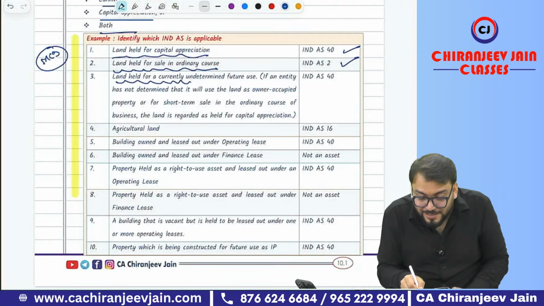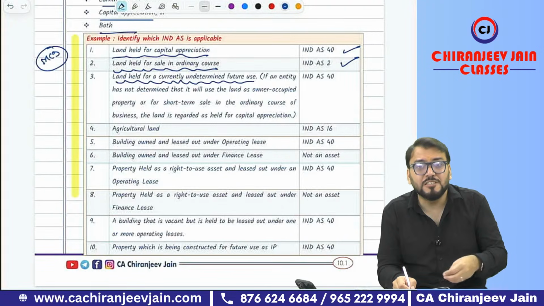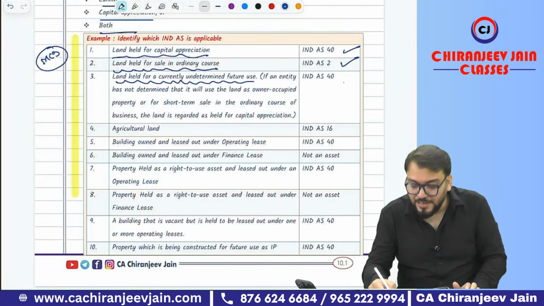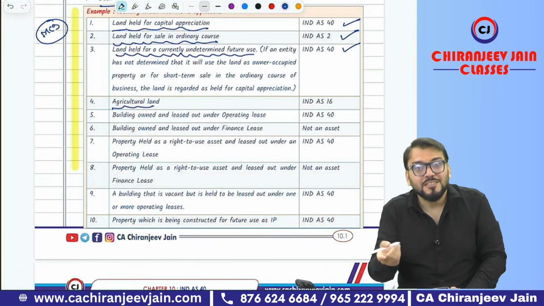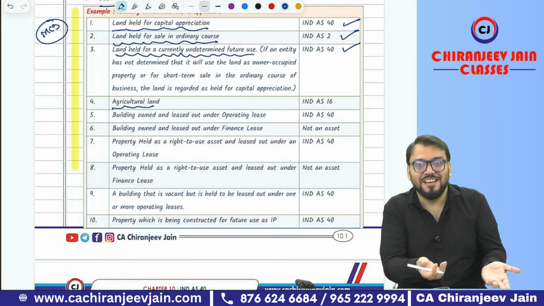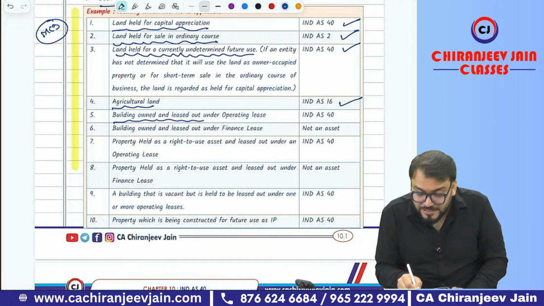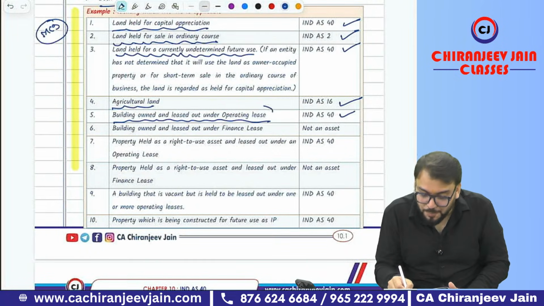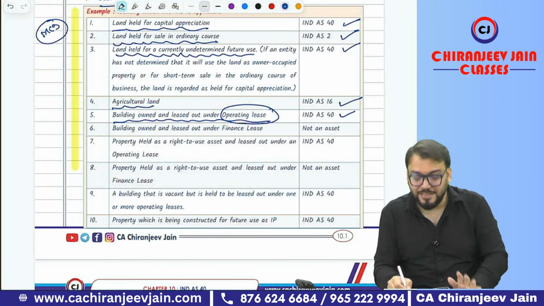Land held for currently undetermined future use. Whenever we don't know for what purpose it will be used in future, it is deemed held for capital appreciation and Ind AS 40 will be applicable. Agriculture land will be Ind AS 16 now. Building owned and leased out under operating lease, Ind AS 40, because that is held for earning rental income. Operating lease means earning rental income. Finance lease means it is not for earning rental income.